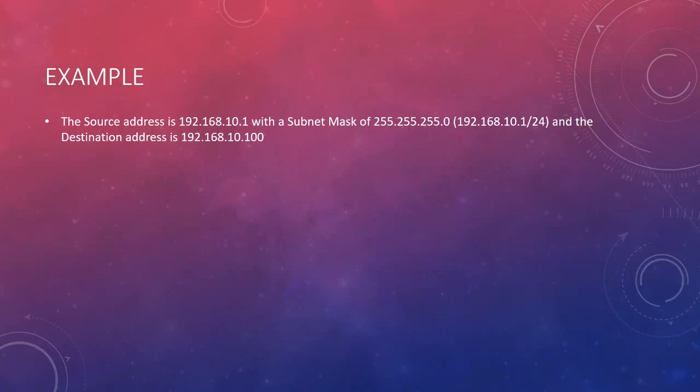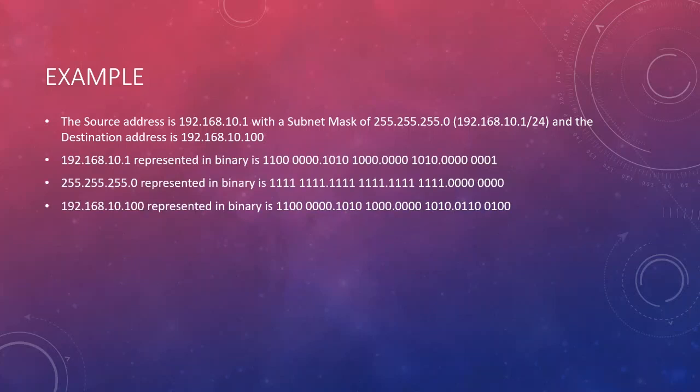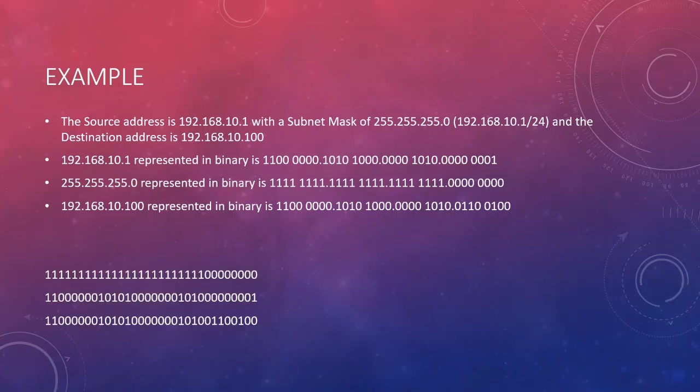So if we convert those decimal values to binary, and then I'm going to redraw them here, we're going to bisect with that line the addresses where the subnet mask changes from 1 to 0.